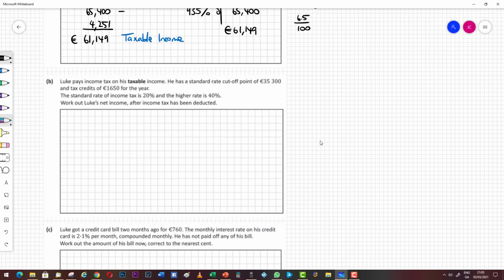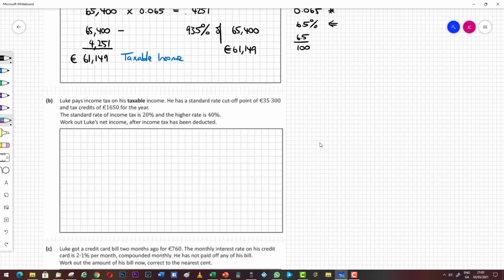So let's look at part B of the question. Luke pays income tax on the taxable income. He has a standard rate cutoff point of 35,300. And his tax credits are 1,650. So what happens in a question like this is we take the taxable income. Now most questions we don't have to do this taxable income. Basically all of his wages will be taxed. And what we do is we write down the gross income normally, but here we're going to write down the taxable income, 61,149.